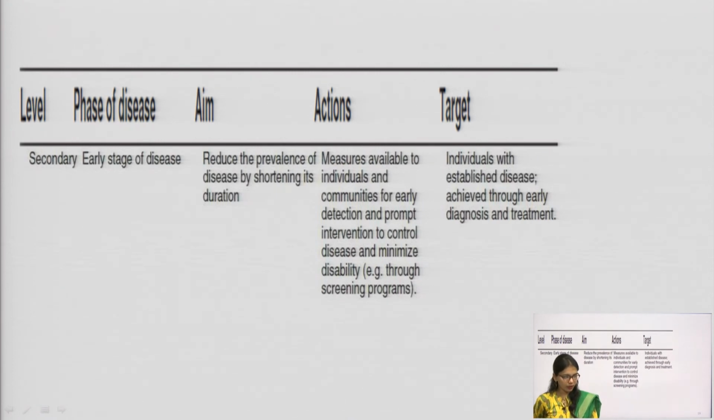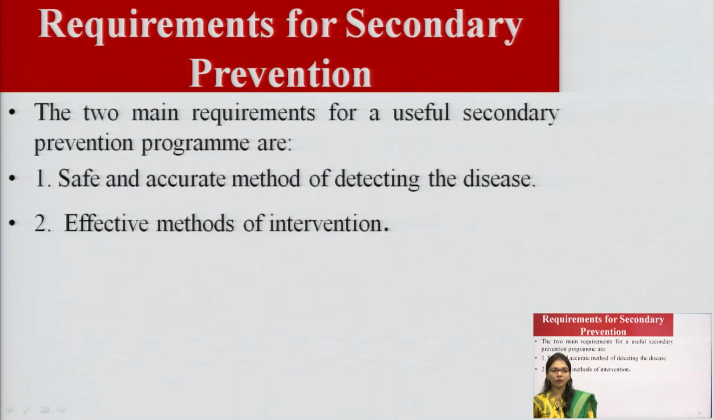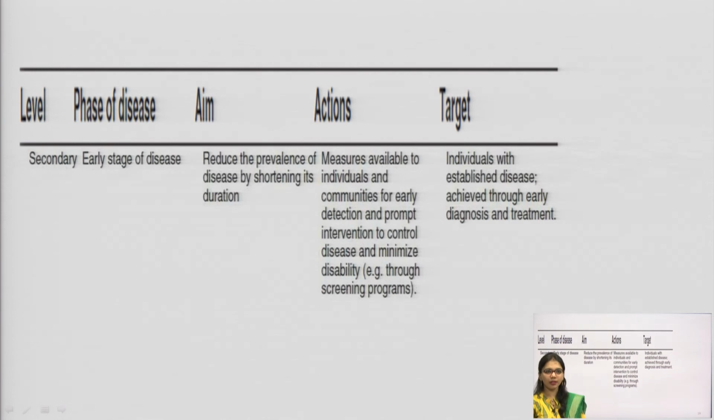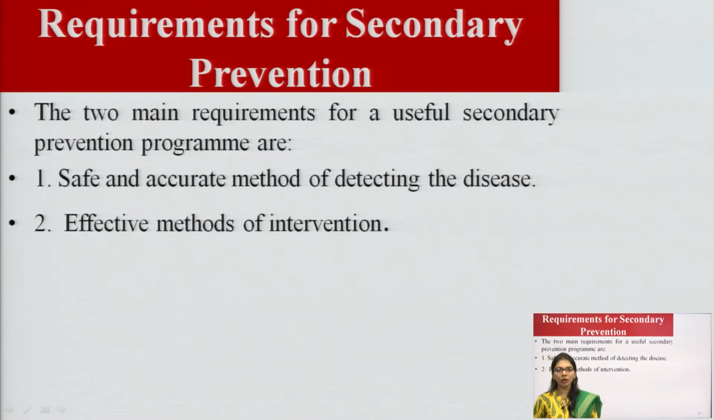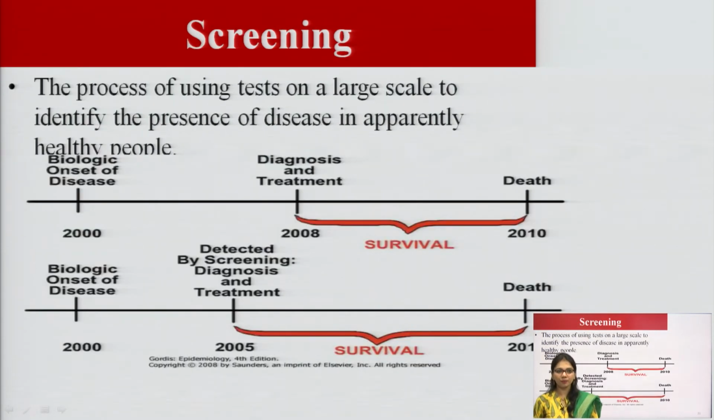Now, here are some examples of secondary prevention. I will discuss one example. With the help of a mammogram, we are detecting breast cancer earlier, before the worsening of the condition. We are detecting, which means we are screening. Now, these are the requirements of secondary prevention. First is a safe and accurate method of detecting the disease. Second is an effective method of intervention.